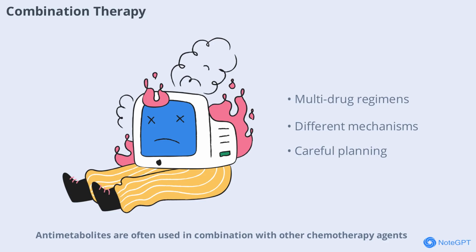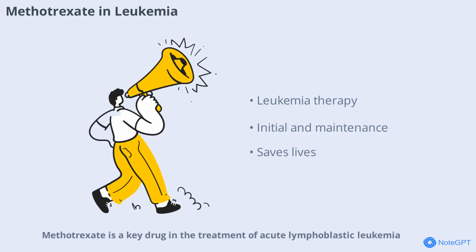Antimetabolites are often used in combination with other chemotherapy agents. This multidrug approach attacks cancer from different angles, increasing the chances of success. Each drug in the combination has a unique mechanism and toxicity profile, so careful planning is essential to maximize benefit and minimize harm. Methotrexate is a key drug in the treatment of acute lymphoblastic leukemia, especially in children.